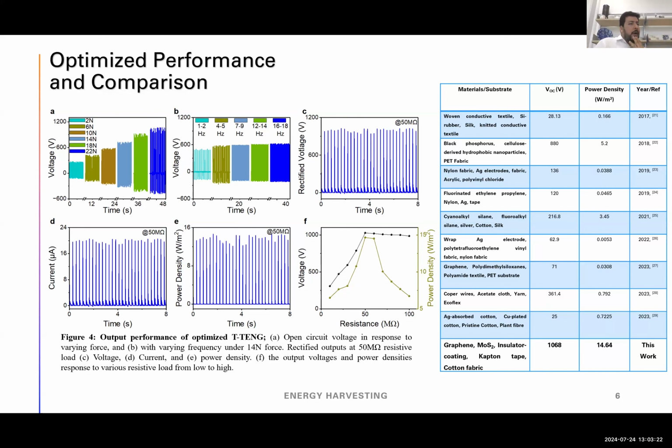So then I measured the power density, current and rectified voltage. Why do we do rectification? Because there are negative peaks, so we want to rectify the negative peak and get it positive as well. And we got around 14.64 watt per meter square power density, which is higher, like 3 times better than already published work. Here is the comparison table, you can see it.